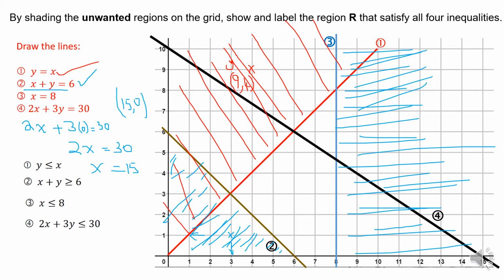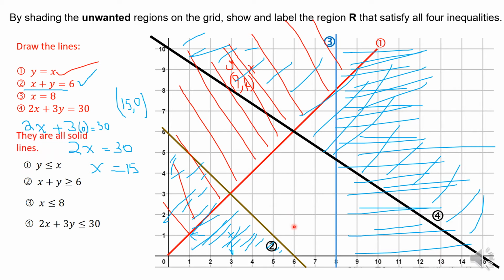The values that are less than or equal to 30 are going to be below the line. So the region that is not required is the stuff that is above the line. You shade that stuff that is above the line, and you realize that the polygon that we are looking for, the region R, is right here, the part that is not shaded. So this is where we are going to look for our solutions, say, for example, if we are asked to find minimum values and stuff like that.